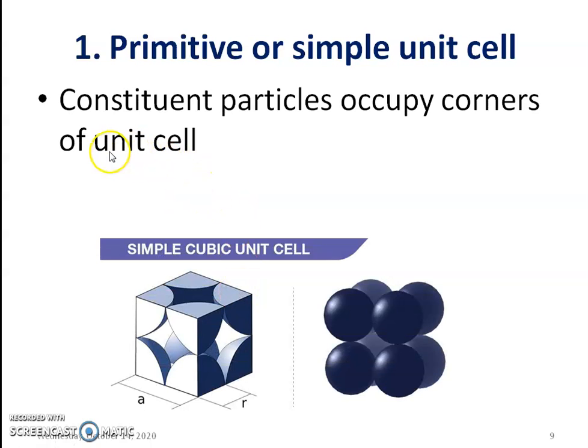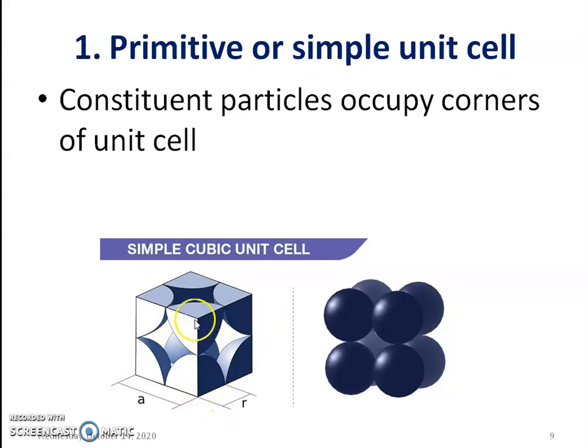In case of a simple unit cell, constituent particles occupy 8 corners, and the contribution of a corner atom within the unit cell is 1/8. The distance between the centers of two spheres is the edge length, that is A, and R is the radius of the sphere or atom.